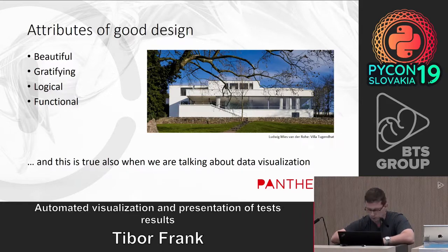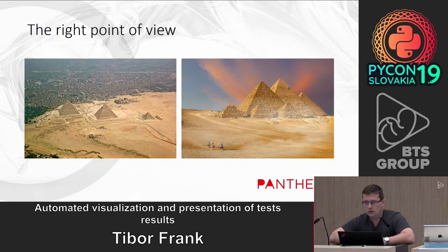Besides these four attributes, we also should choose the right point of view on the data. Look at these two pictures. There are the same objects. Which of them do you like the best? Which is better for you? The right one or the left one? I can't say. It depends on what we want to show. Can we focus on details, or can we focus on the bigger picture? We must decide before we start the visualization.